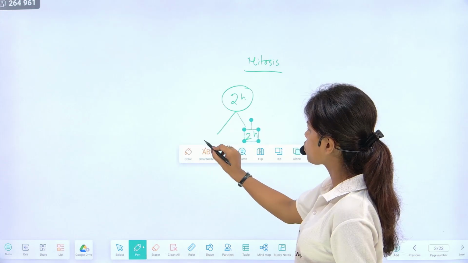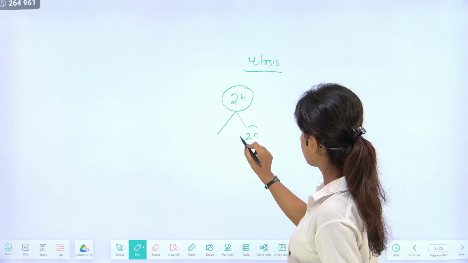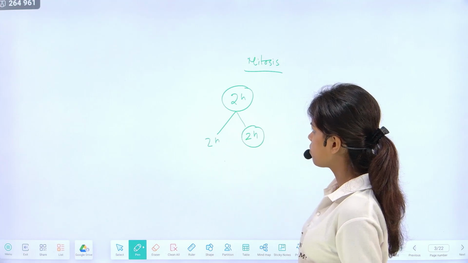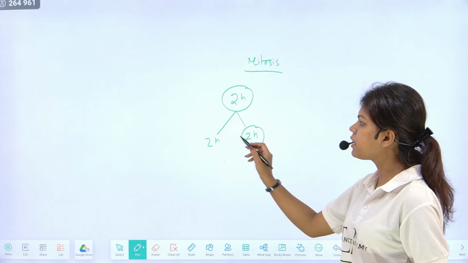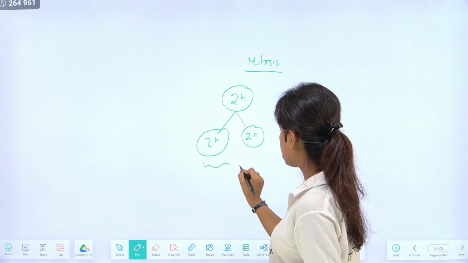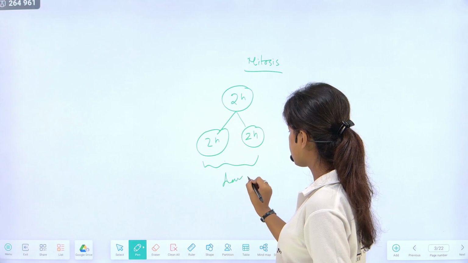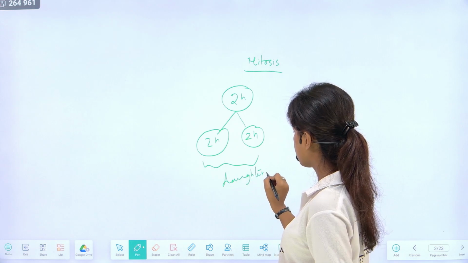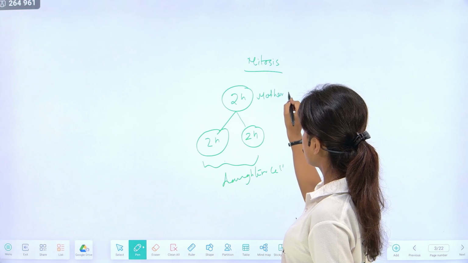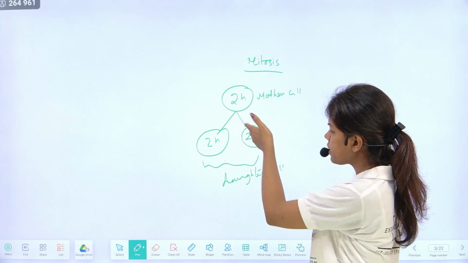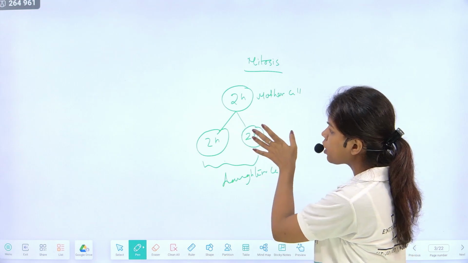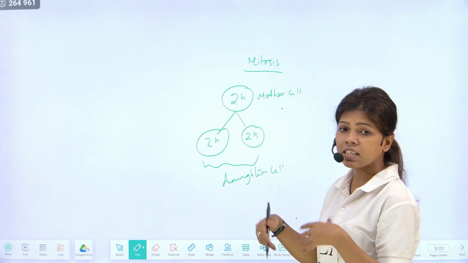having an equal number of chromosomes. So you can see here that from a mother cell two daughter cells are produced. These two are the daughter cells, and this one is the mother cell. So one mother cell will give rise to two daughter cells during mitosis. The number of chromosomes in the mother cell and daughter cells are equal.